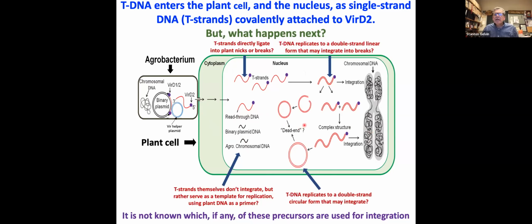Another possibility is that once inside a plant cell, tDNA, this double-stranded molecule, can form circles. We know for sure that this can happen. Our laboratory has been able to isolate these tDNA circles, or T-circles, from plants. But once again, we don't know whether these T-circles are the actual substrate for integration or whether they are some sort of dead-end molecule. So we actually don't know which, if any, of these forms is the molecule that integrates.